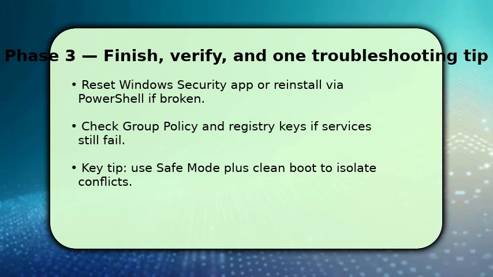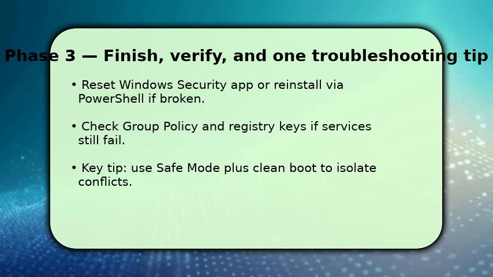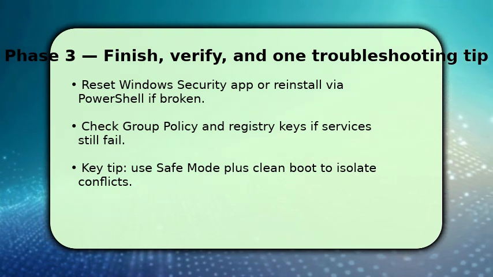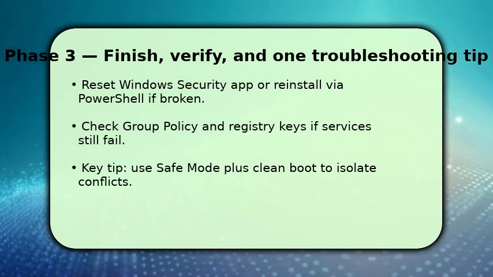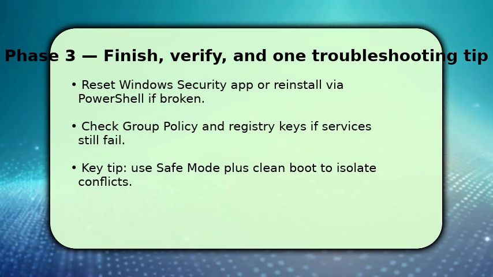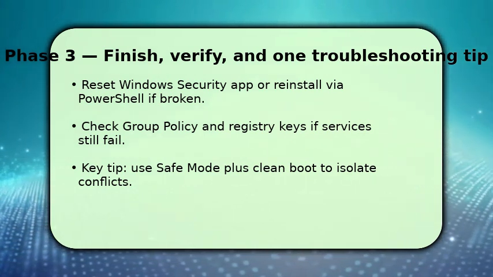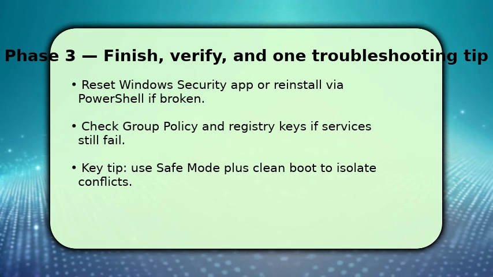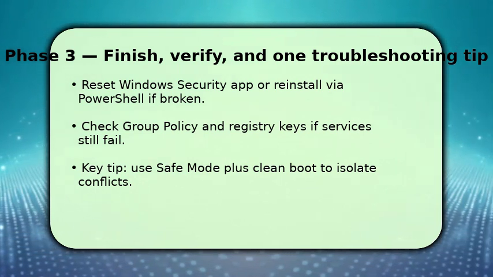Next, verify Windows Defender services, group policy and registry keys for disabled protection, because policy conflicts often block security. If problems persist, boot into safe mode and perform a clean boot to isolate third-party interference. One key troubleshooting tip: use safe mode plus a clean boot to identify and remove the conflicting app or driver causing failure.